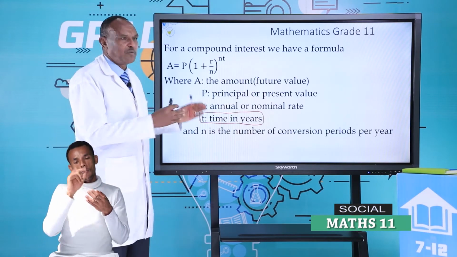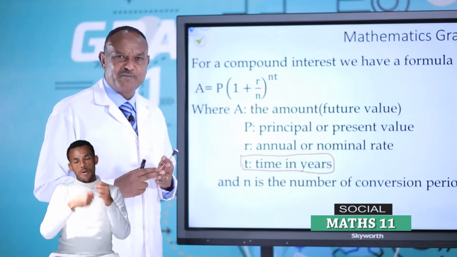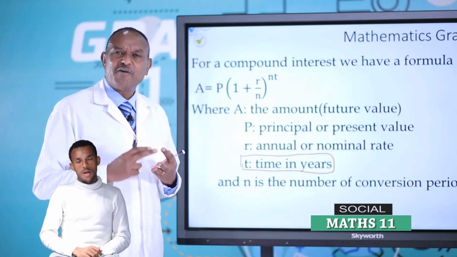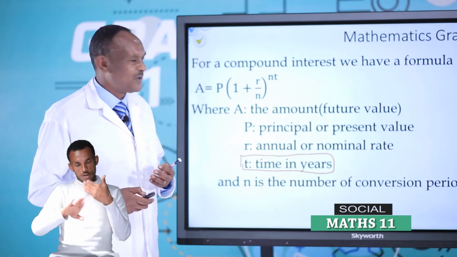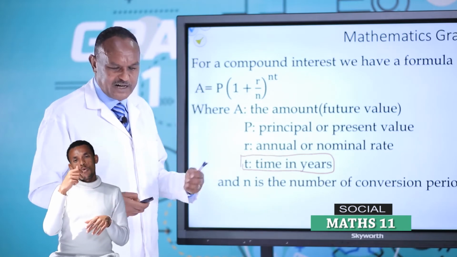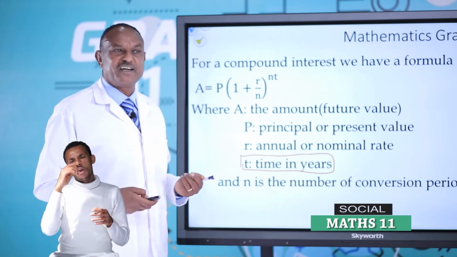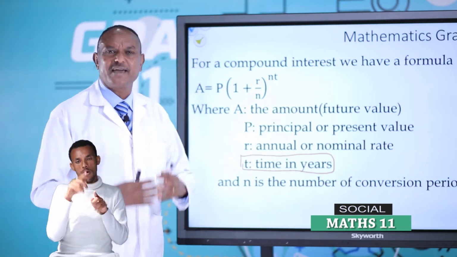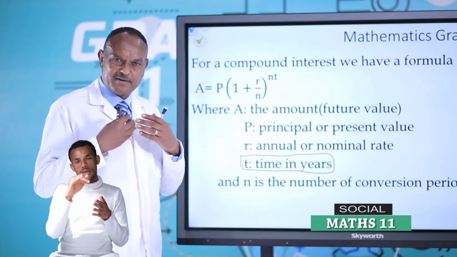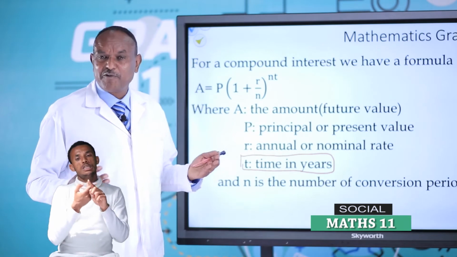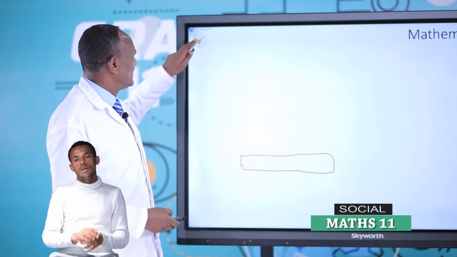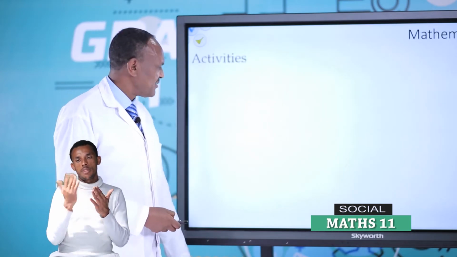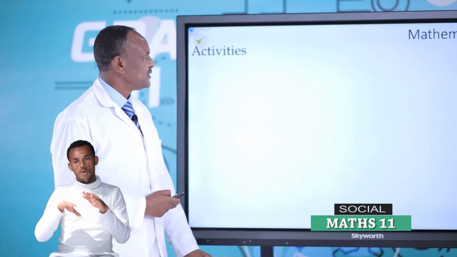If you have agreed to pay interest annually, N will be equal to 1. If you have agreed to pay interest twice in a year, that means N is equal to 2, semi-annually, which means you will be charged every 6 months. If you have agreed to pay interest monthly, in a year we have 12 months, so N will be equal to 12. I think these are some things that should be remembered in this unit.